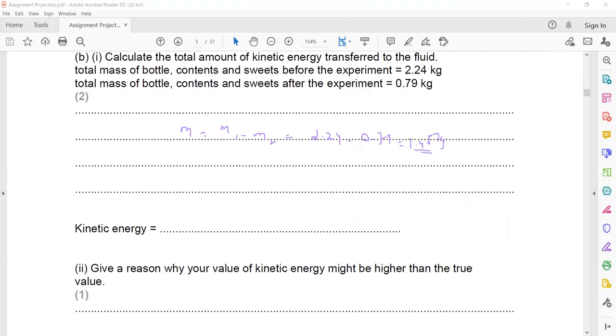That's the total mass. And because we are finding kinetic energy, we use the launching speed, which was 7.5. Horizontal and vertical components of velocity are there, but for kinetic energy we use the speed, which is half mv squared. So half the mass which is transferred, that is 1.45, multiplied by the launching speed, 7.5, squared. So this will give us about 40.8 joules. This is the amount of energy which is transferred to the liquid.